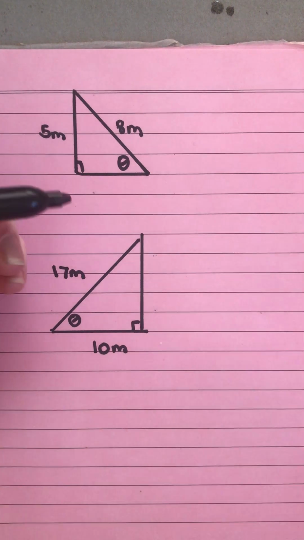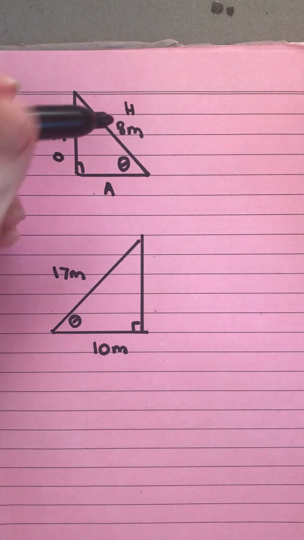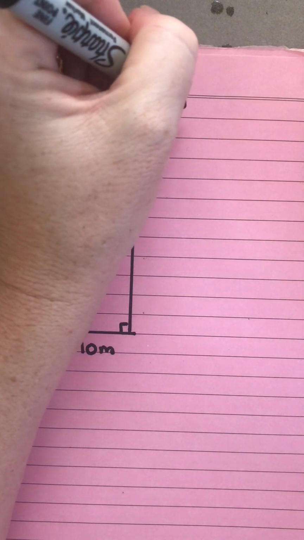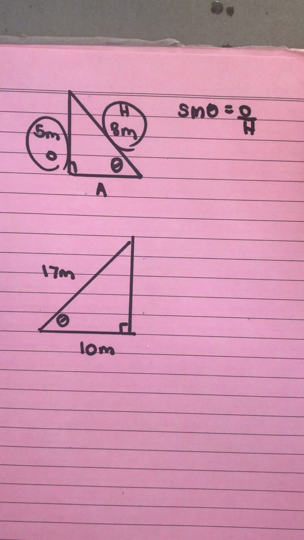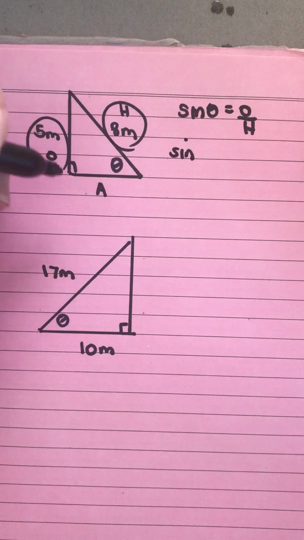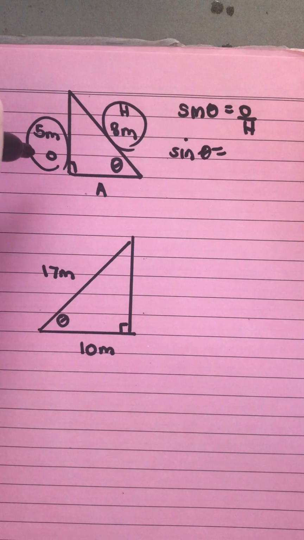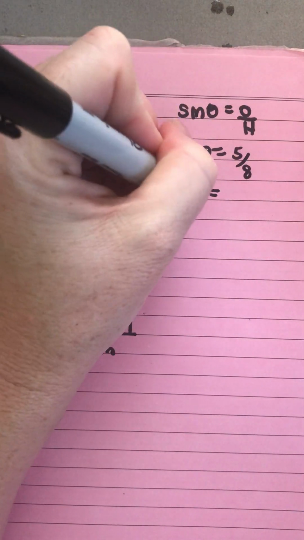So labelling to start with, our H, A, O. So in this case, we've got something with O, something with H. So that means we're going to have sine theta is equal to opposite over hypotenuse. So then I've got sine of theta is equal to 5 over 8. So then to get the theta on its own, I'm going to do my sine to the negative 1. And this works just like the tan. And in that bracket, I'm going to have 5 over 8.